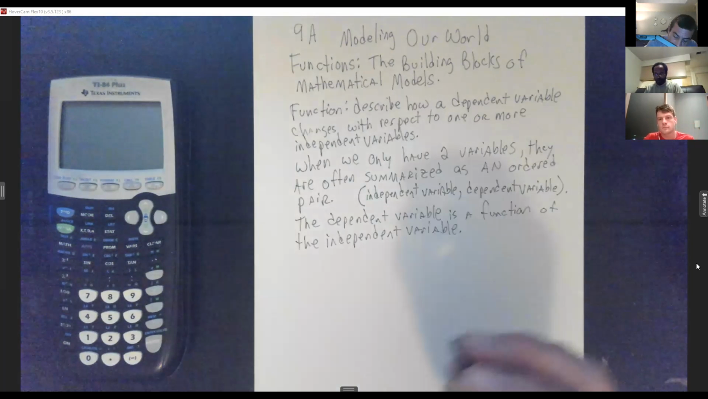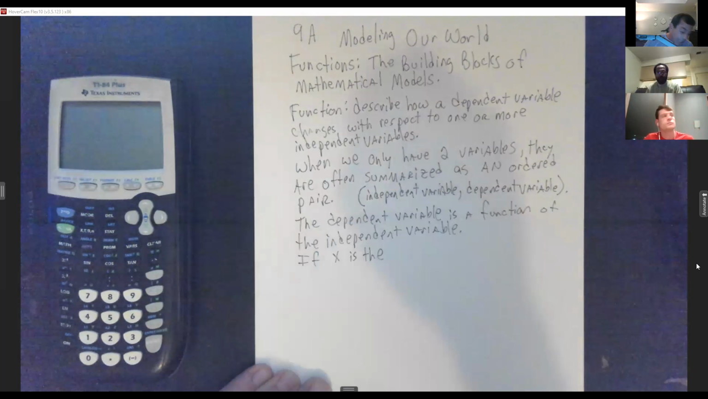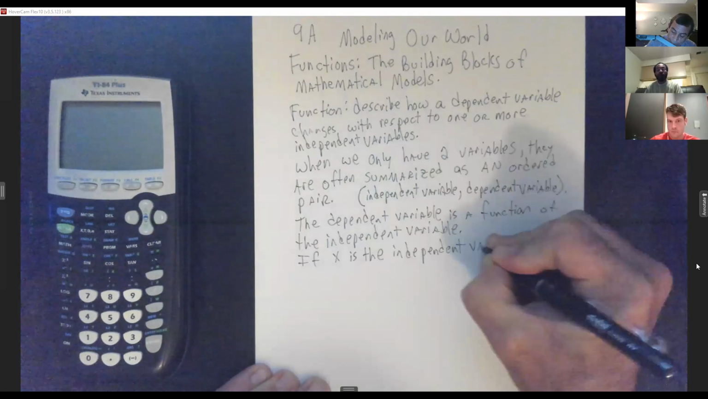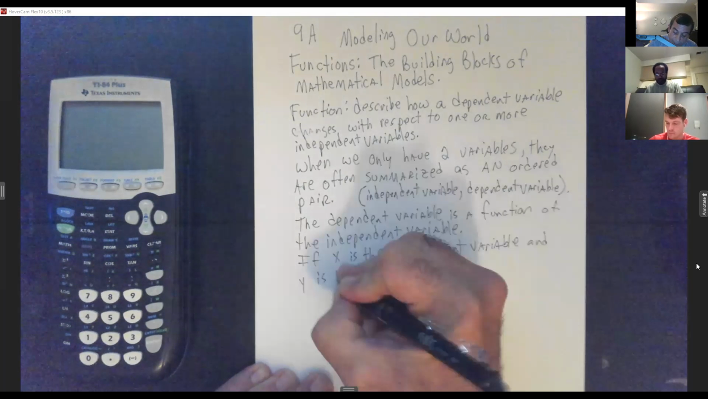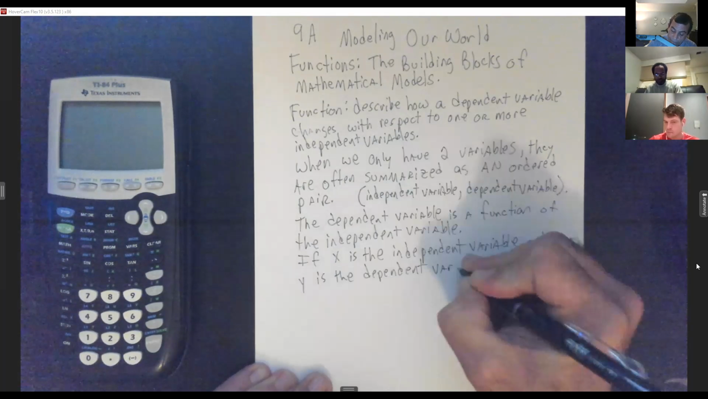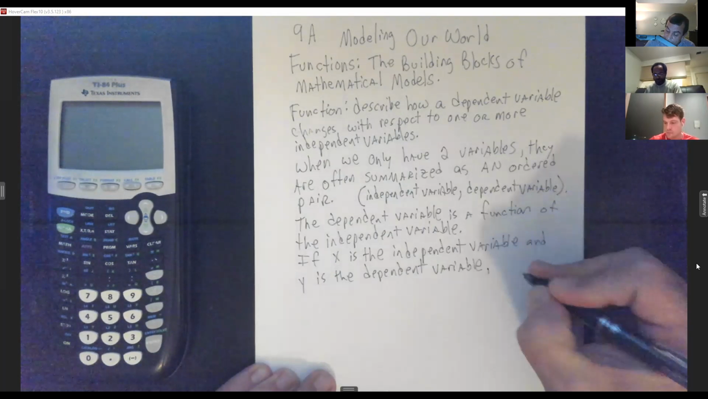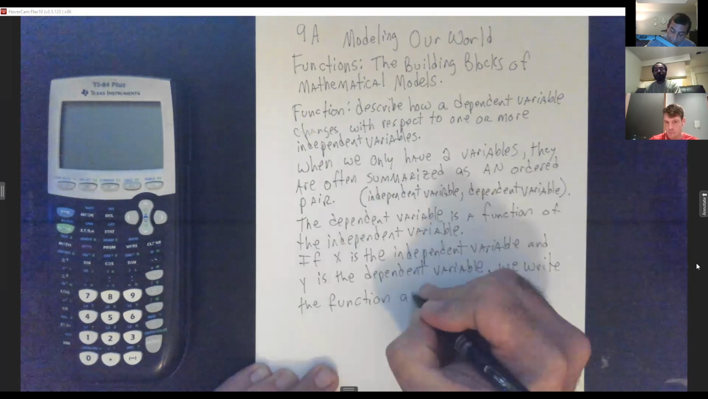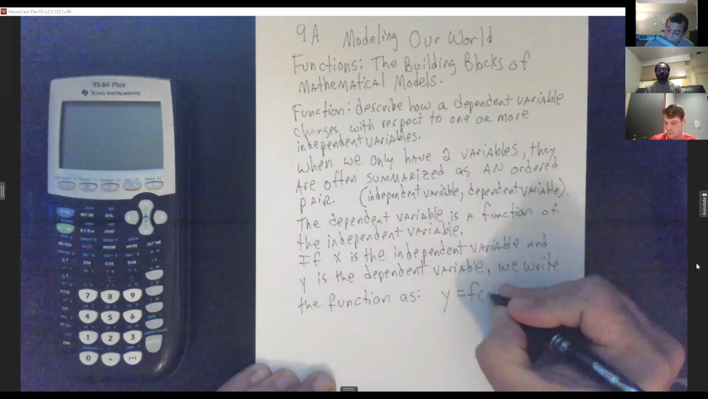Okay, so if X is the independent variable and y is the dependent variable, we write the function as y equals f of x.